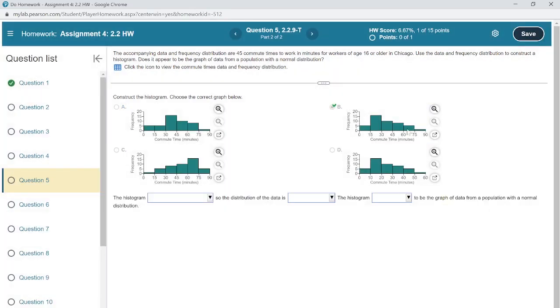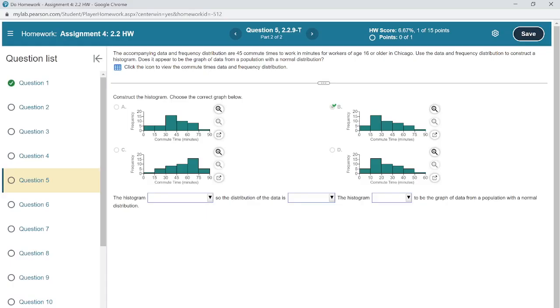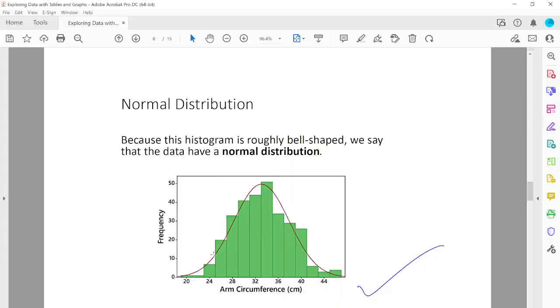Now based on this, if I try to draw a bell shape like this, it's going to give me an increase and then a longer tail to the right. So the histogram has a longer right tail, so the distribution of the data is skewed to the right, and the histogram does not appear to be the graph of data from a population with a normal distribution, because if it were data from a normal distribution, then it should look like this.